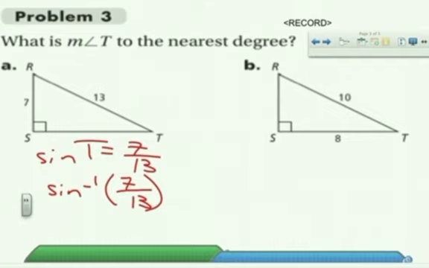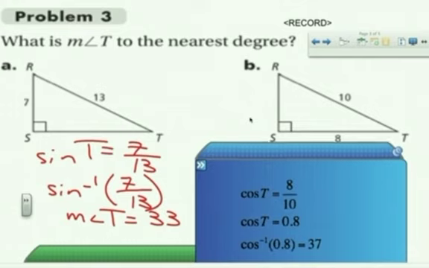And let me put the answer on the screen so we all know whether we're getting it right or not. Shift, second. Hold on. Let me get the answer. Okay, hopefully you've started to move on to the next problem. In the next problem, I would hope that you realize that since the 8 is adjacent to the t and 10 is the hypotenuse, this time we'd be using the cosine.